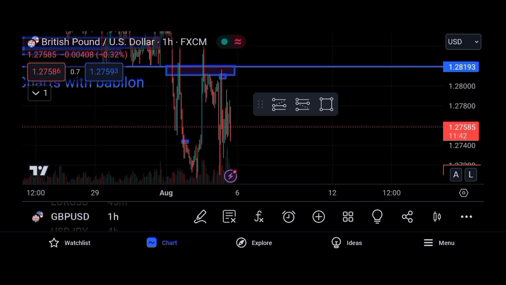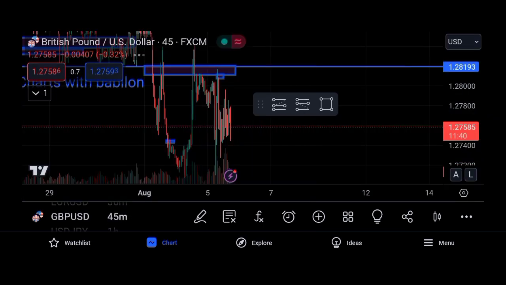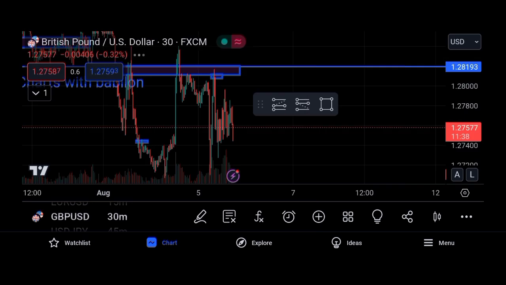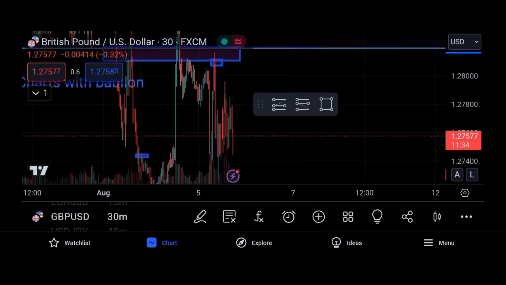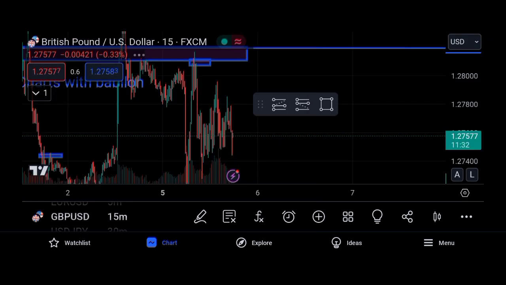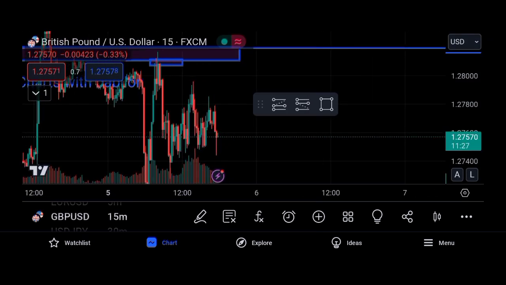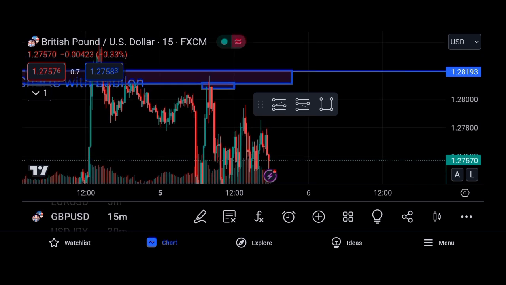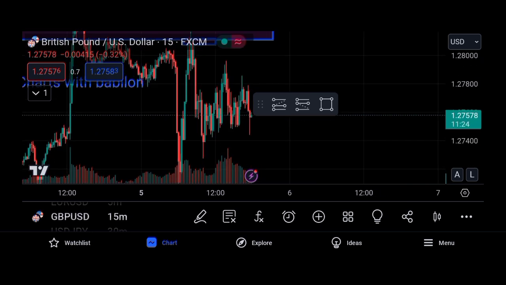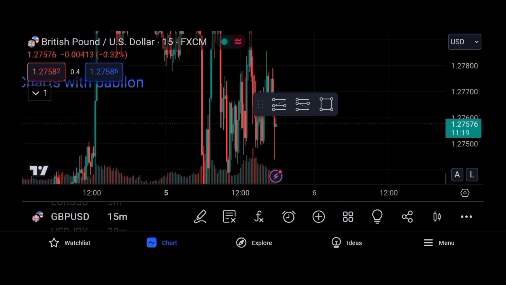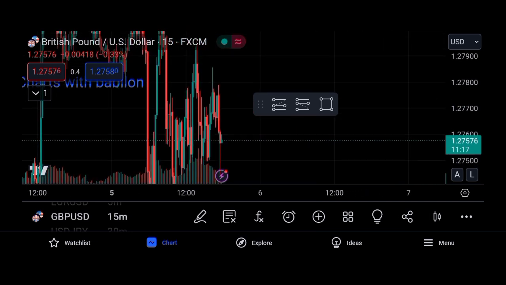So stepping down to the 45 minutes, 30 minutes, and the rest of that, you can see that price is trying to move down. But let's go down to the 15 minutes to get a clear view of what price is doing here. You can see that price has left this zone and is now in this other zone. So you just have to find your model here and start trading.